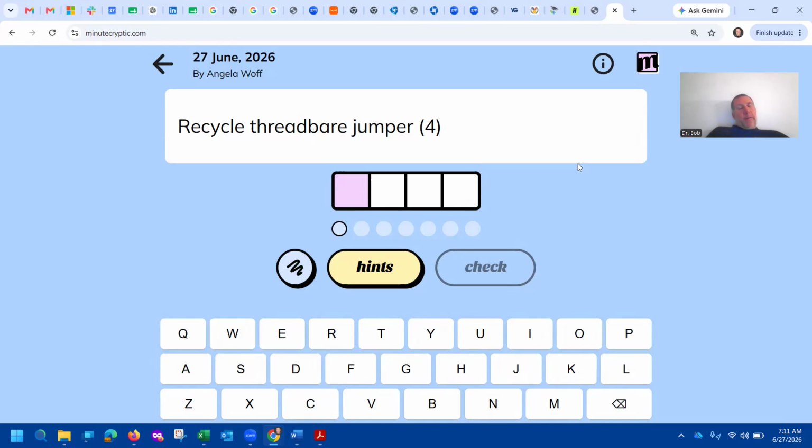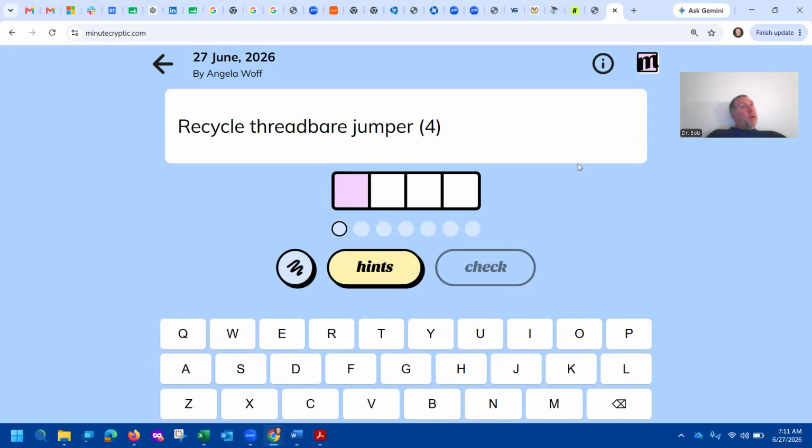Recycle was the indicator. That would indicate to me mixing up. If I knew what threadbare meant, that could be fodder that you have to replace, and then you anagram whatever you replace it with. So I don't love recycle as the indicator. I don't know that I could come up with a definition or a replacement for threadbare. And then the whole thing would mean jumper. And again, I'm really struggling to come up with something that means jumper.